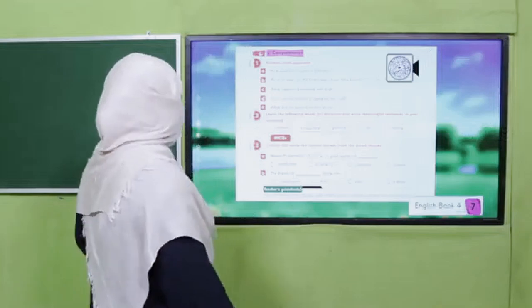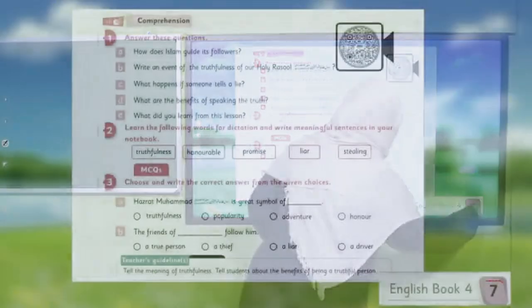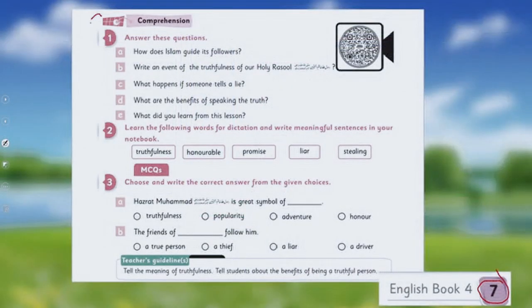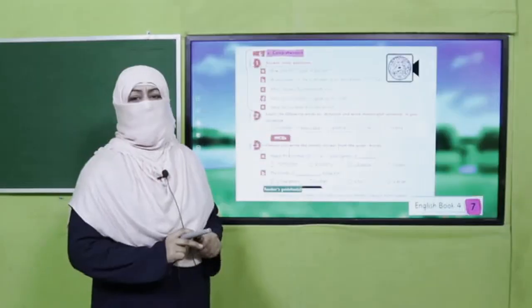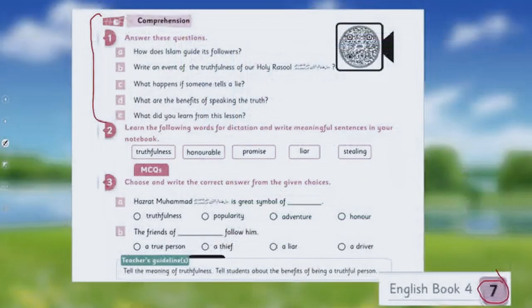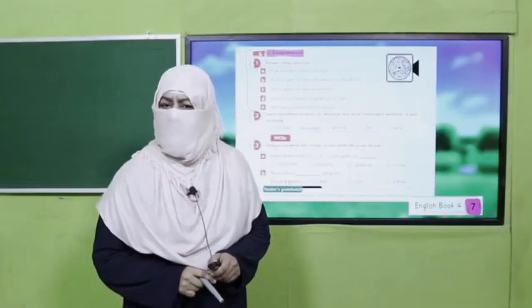So next is page number 7 of your book. There is a comprehension, question answers. Now all of you open your notebook and write the answers of these questions in your notebook. Pause the video and do the comprehension. Yes, my dear students, are you done with it?